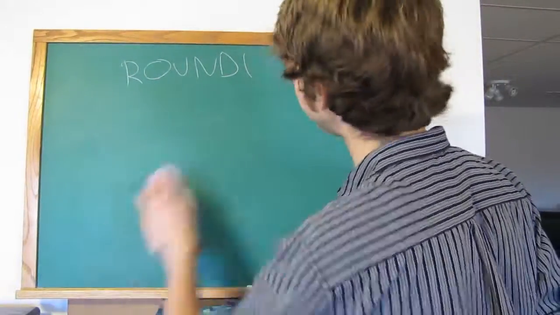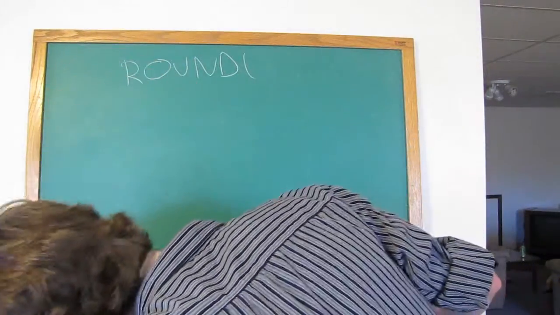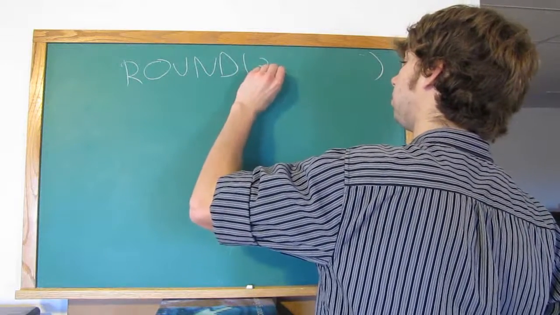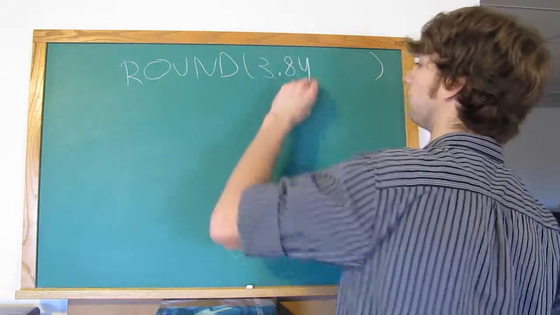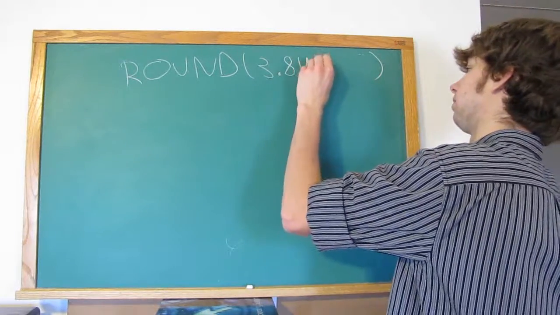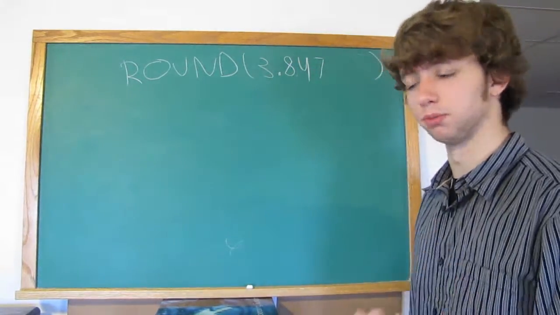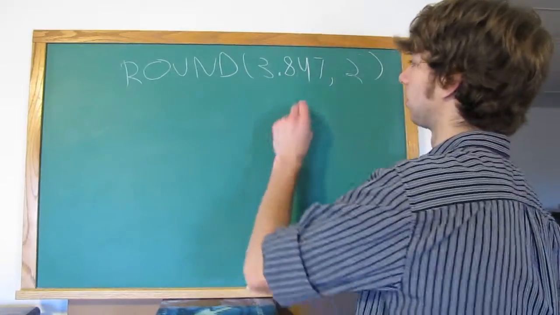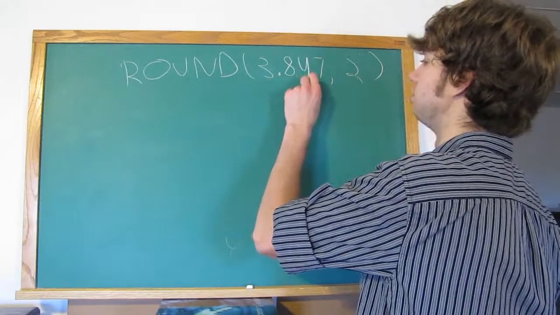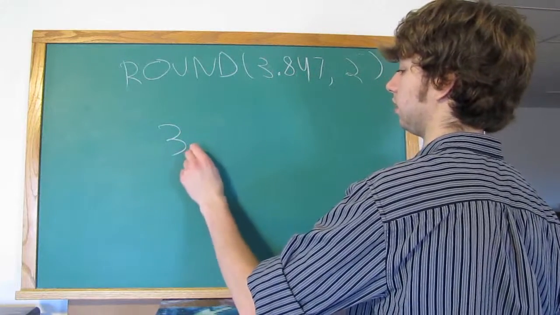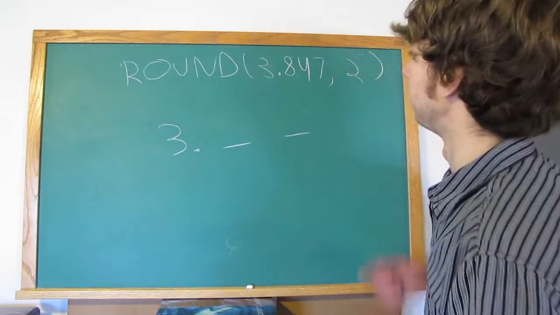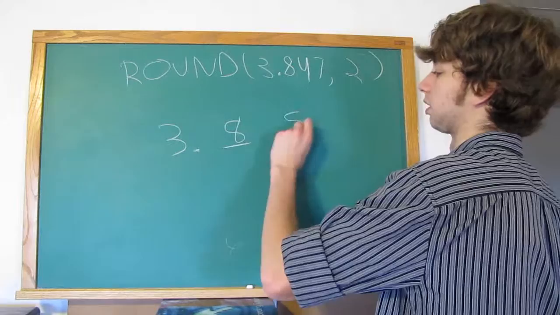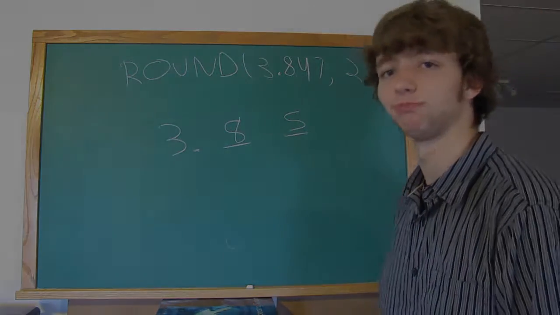We give it a number, and my chalk disappeared. Let's say 3.847, and we want to round this to 2 decimal places. We would put a comma, 2, like that. And this will count 2 decimal places, 1, 2. So the 7 is going to round this up, so the result is going to be 3.85. You see? Cool stuff, I know.